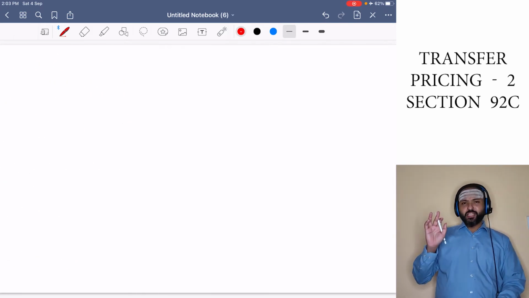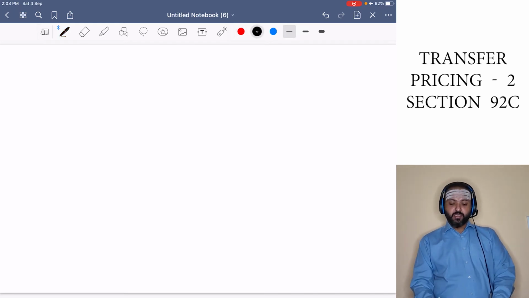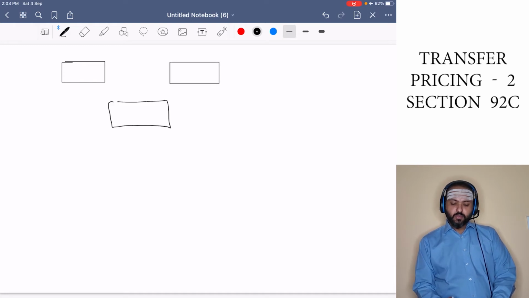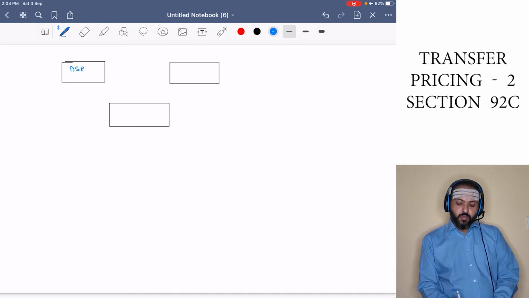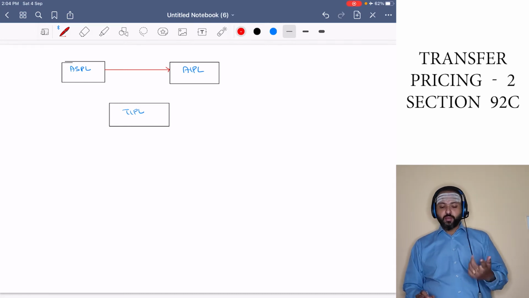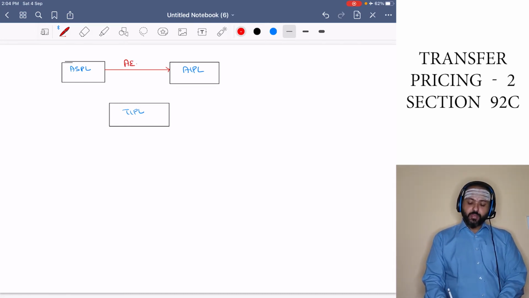Now, in its application, what are the challenges that we will face? Let us take an example. There are 3 entities: this is ASPL, this is AIPL, and this is TIPL. These two are related parties, therefore they are associated enterprises. These two are AEs, associated enterprises.